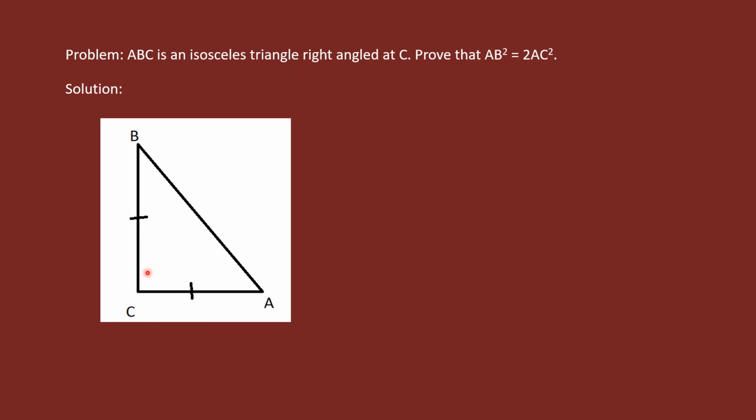Right angle at C is mentioned, so AB you can take anywhere. But he mentioned that this is an isosceles triangle. Therefore, BC is equal to CA. BA cannot be equal, as it is the longest side, the hypotenuse. Therefore, these two sides are equal as it is an isosceles triangle. Given ABC is an isosceles triangle, right angle at C. Angle C is 90 and BC is equal to AC. This is the given data.